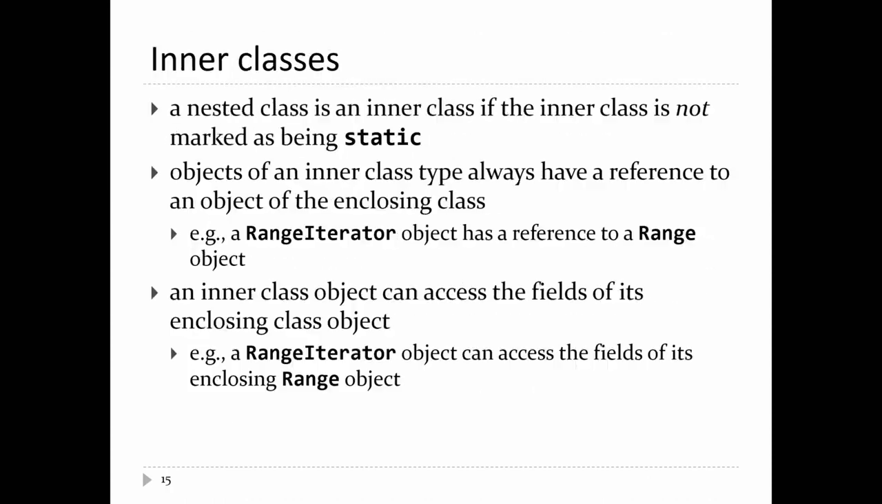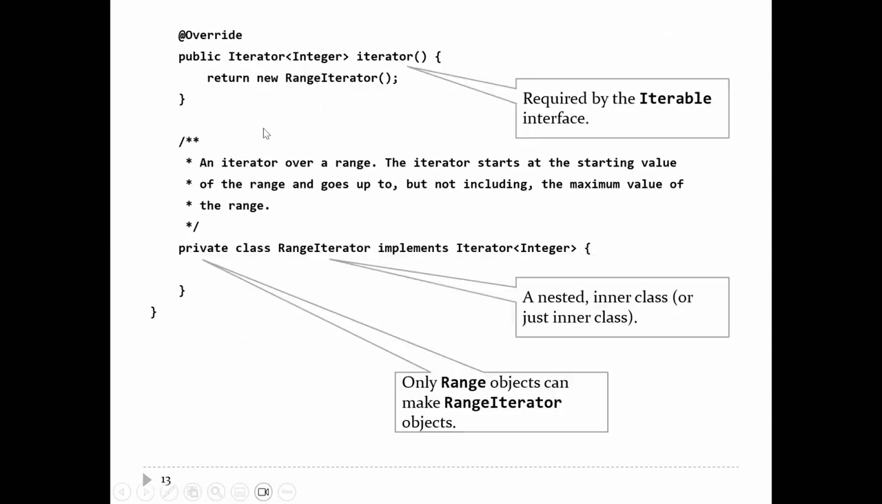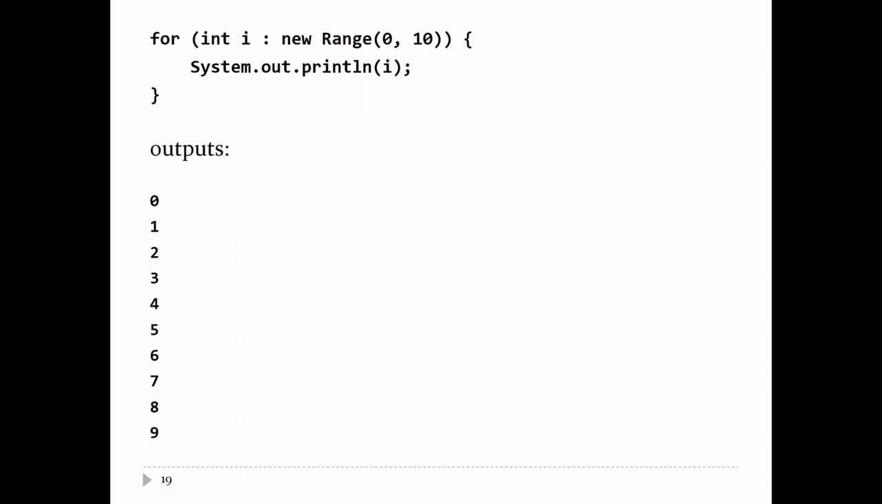Once you've implemented this class, so we've got our range, and inside range we've got our iterator, you can now write that little for loop here.